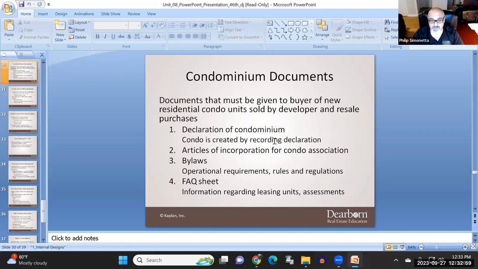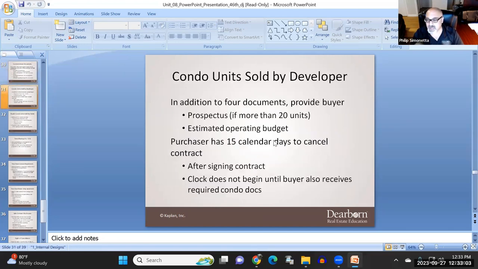Now, in addition, if a condo unit is sold by a developer, right? So the guy's building it and he's selling it to the person, it's not a third party. There's four additional documents that must be provided. If the building has more than 20 units, they must give them a prospectus of what it's going to be, what the plan is. They have to give an estimated operating budget, right? They're estimating what it's going to cost per year to operate it. See, they don't know yet because the building's not open, right? They're building it. So they got to give you a prospectus because they don't know exactly everything yet. They got to give you an estimated operating budget. It's going to be about this much in fees, right? Per square foot, whatever. The purchaser has 15 calendar days to cancel the contract after receiving the documents.